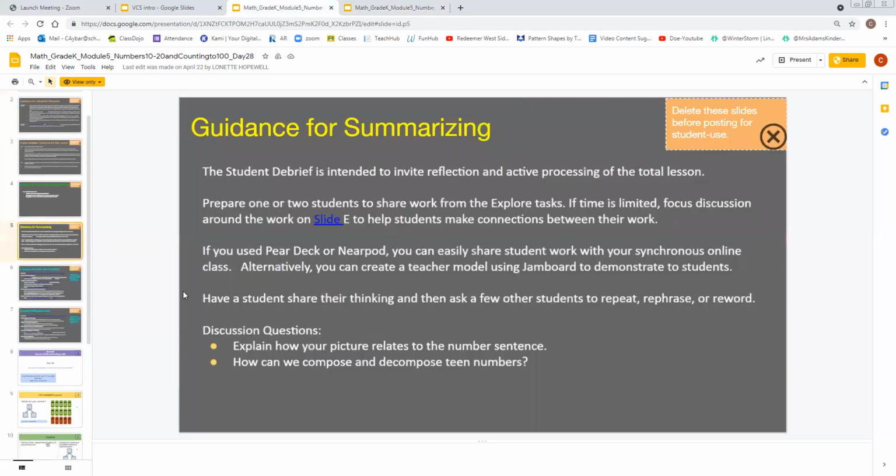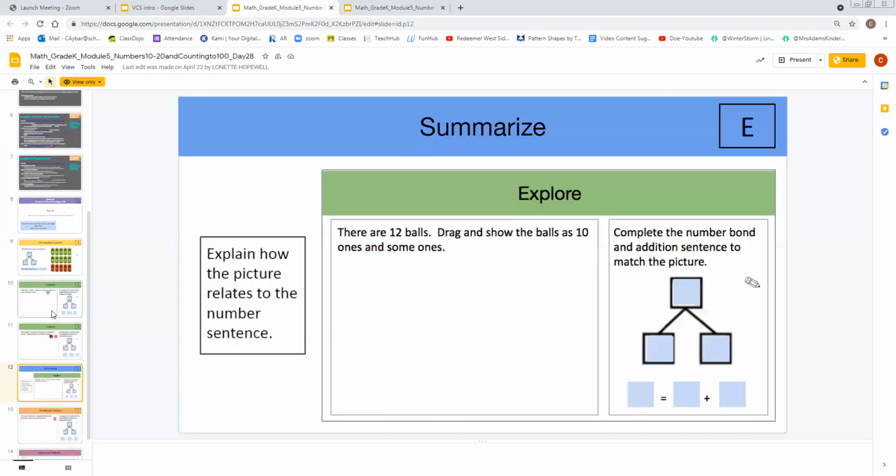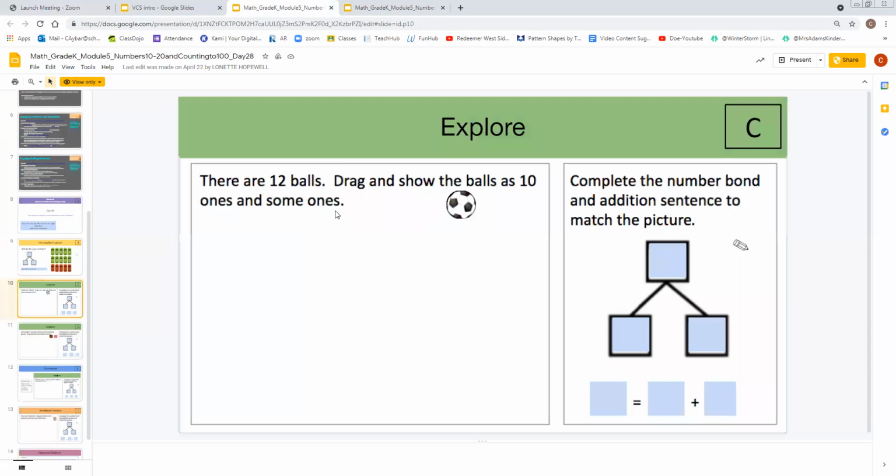Now on day 28, the guidance for summarizing has the same exact questions. Explain how your picture relates to the number sentence. How can we compose and decompose teen numbers? And the summary slide for this one is also one of your exploration slides. There are 12 bowls. Drag and show the bowls as 10 ones and some ones.